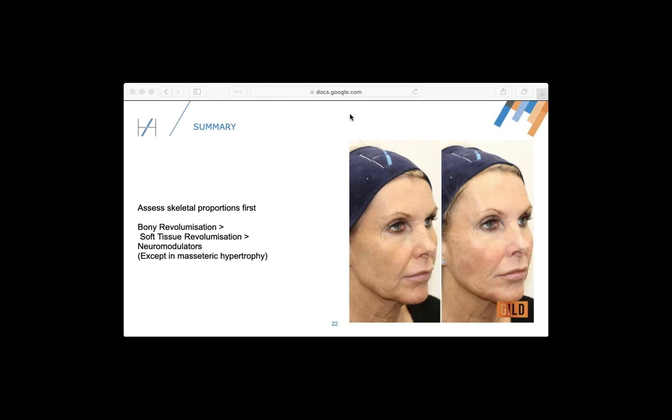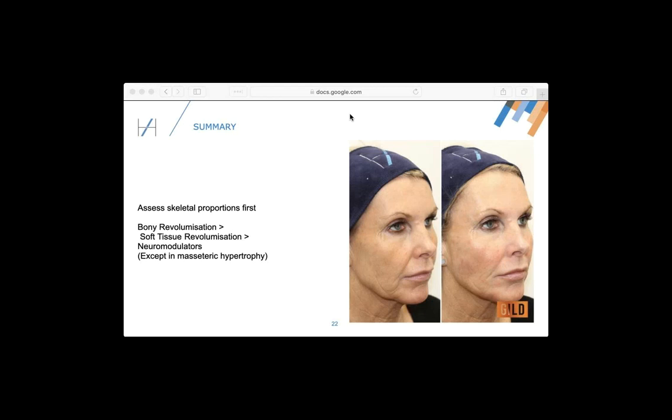Don't be surprised if you need to quote 3 mils per treatment. That's because you're treating quite an extensive area. If you're trying to really change the form of someone's lower face, you need a good amount of product, and there's no avoiding that, unfortunately. The patients will have to be able to pay for it.